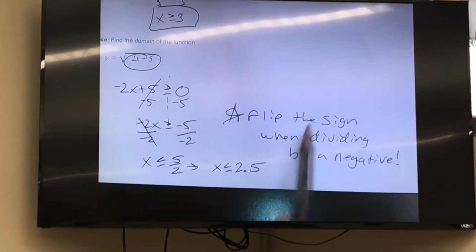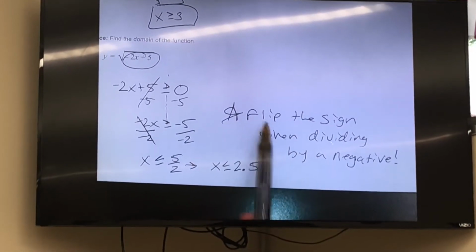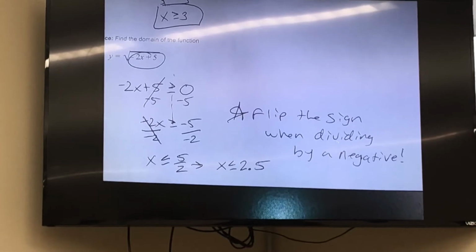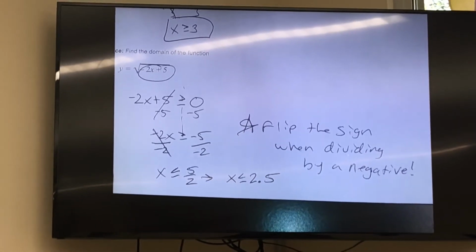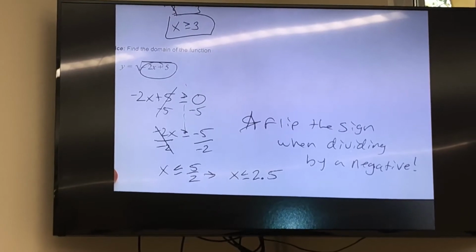Again, you all know I have horrible handwriting, so again, one more time, flip the sign when dividing by a negative. Any questions, Miss May? Nope. Okay, so we're going to go ahead and flip to the back side now.